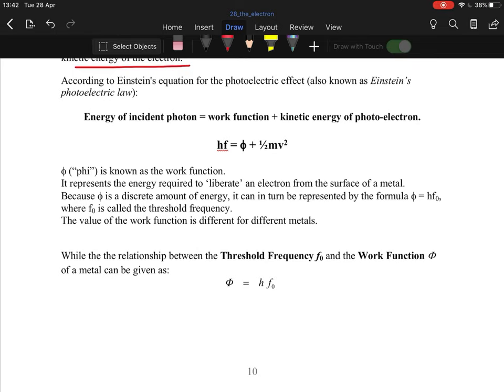So the work function, also known as phi, P-H-I. That's how I always pronounce it. I may be wrong, but somebody will probably point out that I've been pronouncing that wrong for years.